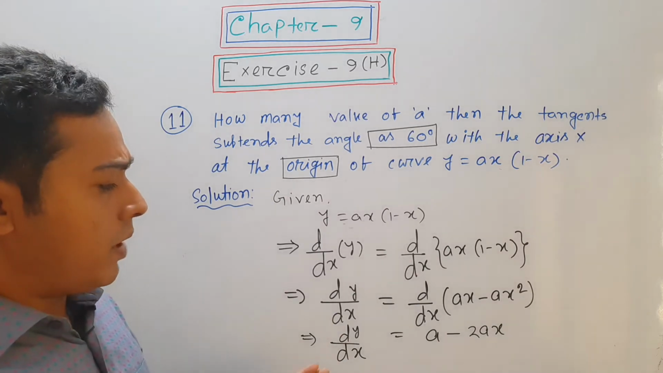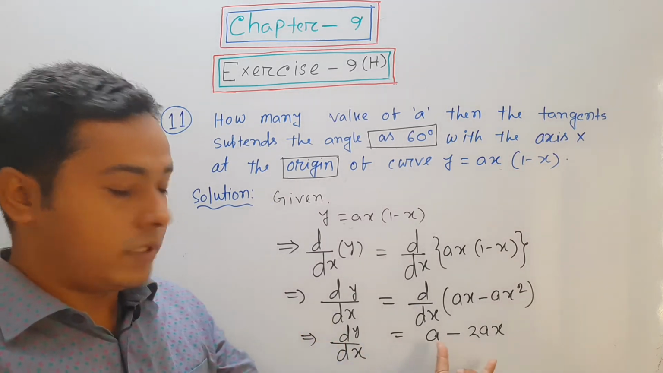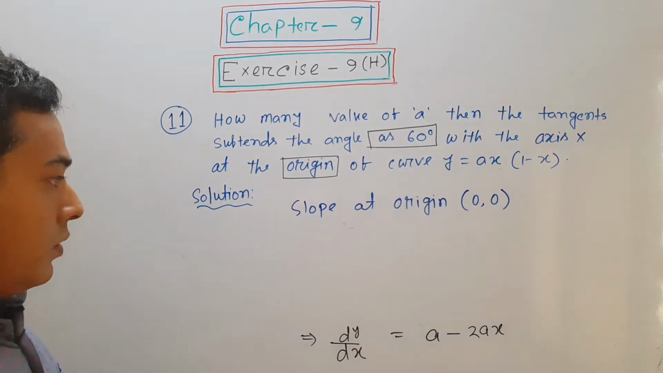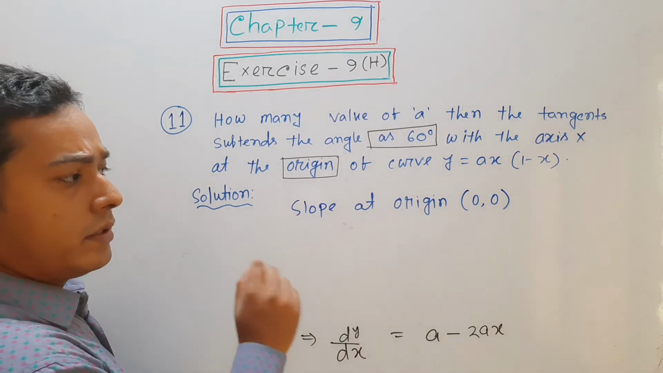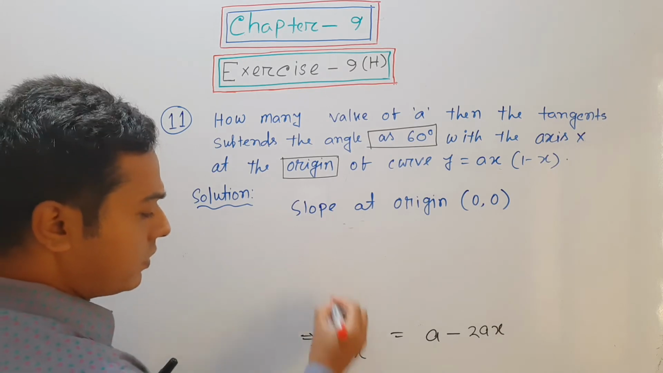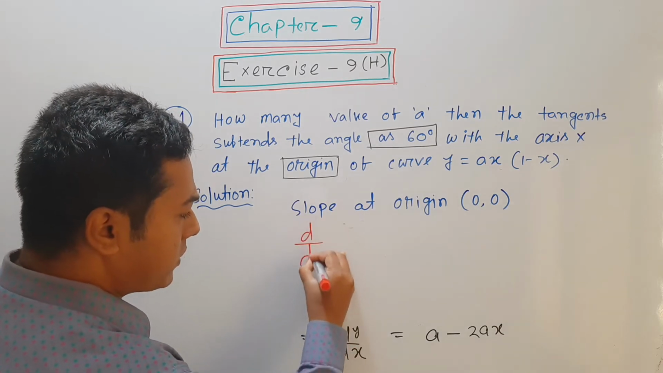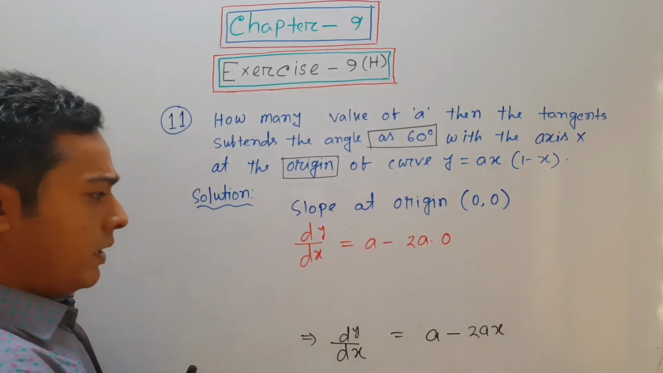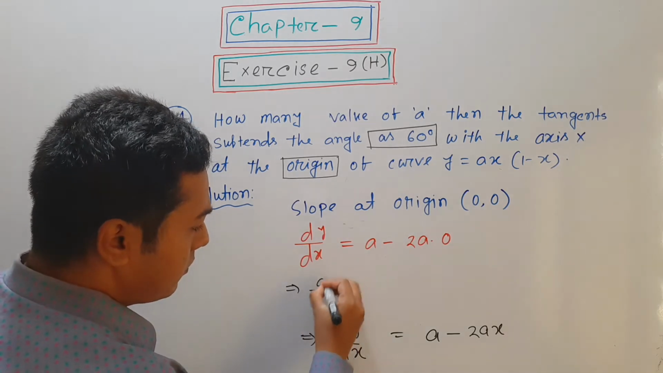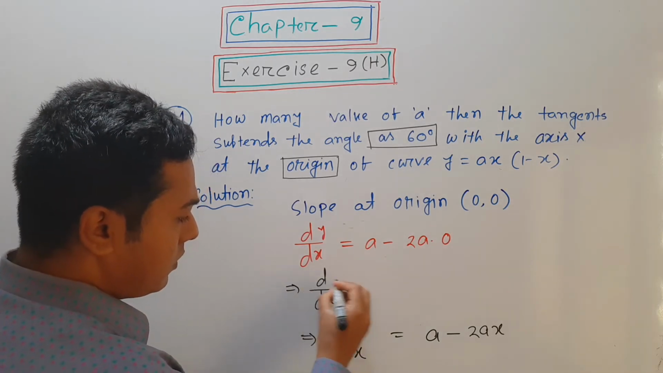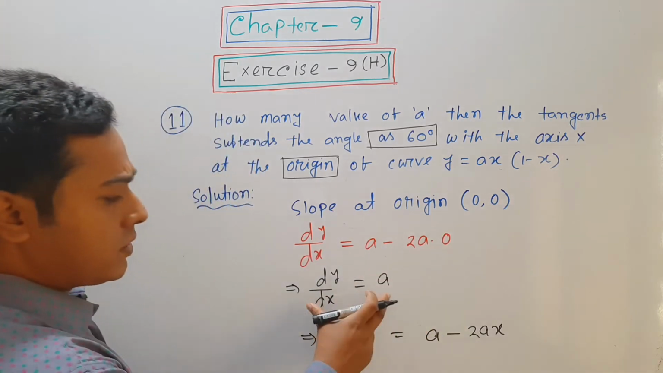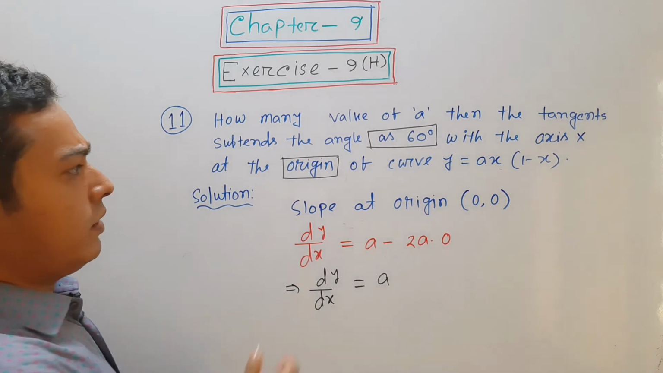Already you have got the slope at point (x, y) as this. Now we want to find the slope at the origin. Slope at origin (0, 0) is equal to d/dx of y, this is the slope. Our value of slope is equal to a. So this is the slope.